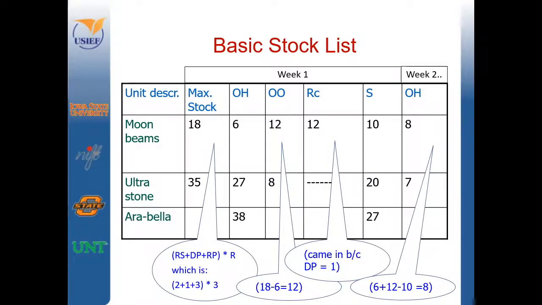Here we can see 3 different vendors. We can see their description, their maximum stock, their on hand, their on order, their goods received, their goods sold, and again their on hand for the following week. This starts a second week when you see the second column of on hand. This also matches a worksheet that's available for you to download.